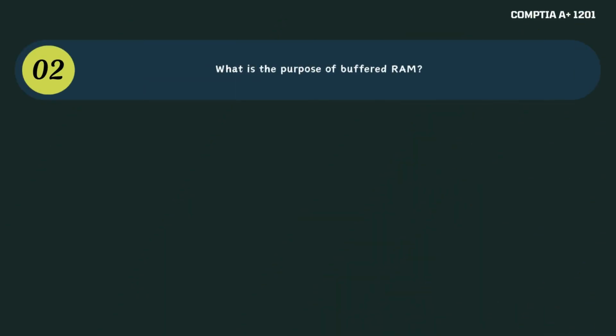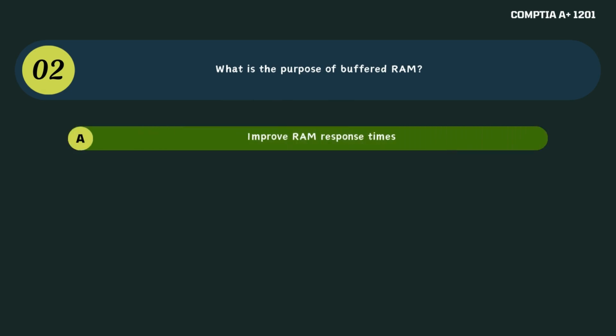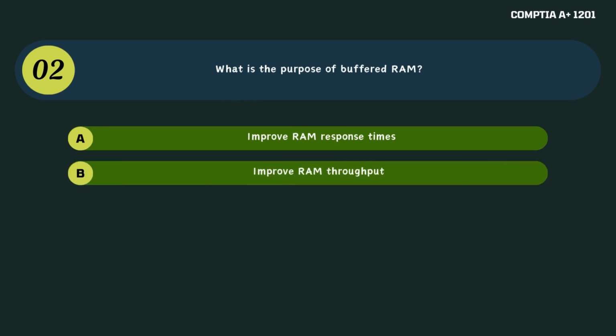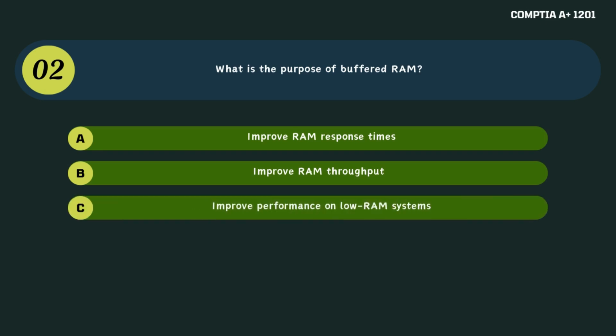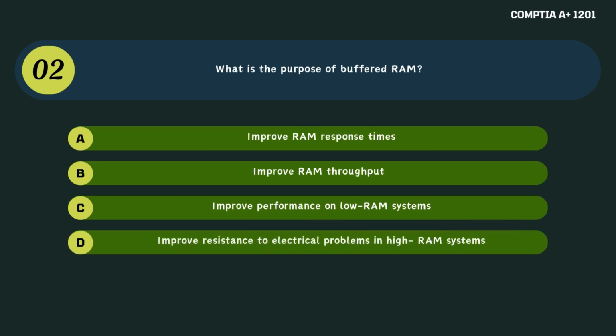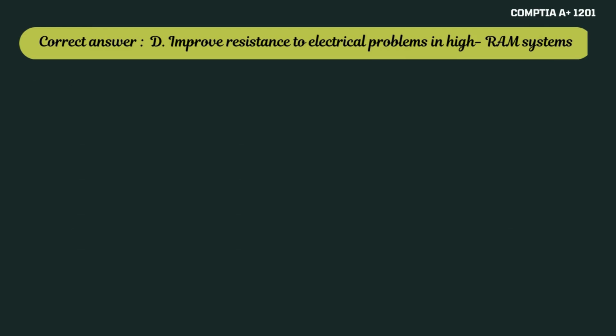Question 2. What is the purpose of buffered RAM? A. Improve RAM response times. B. Improve RAM throughput. C. Improve performance on low RAM systems. D. Improve resistance to electrical problems in high RAM systems. Correct answer D. Improve resistance to electrical problems in high RAM systems.